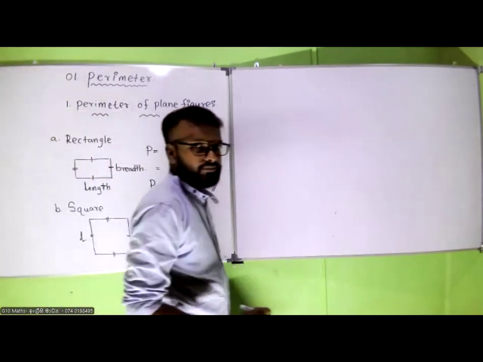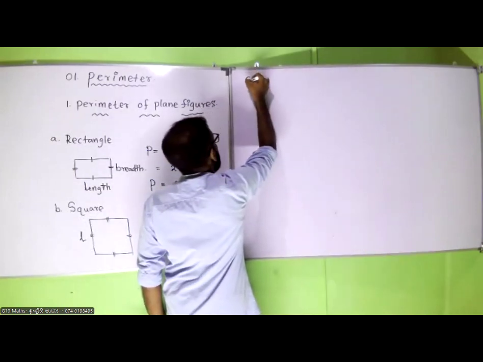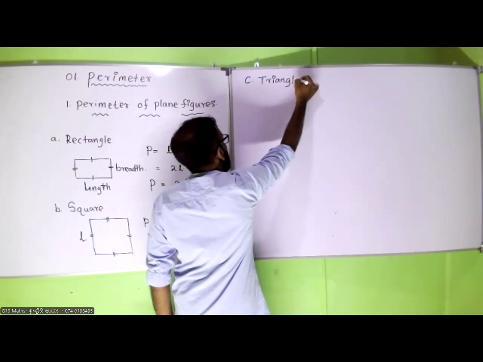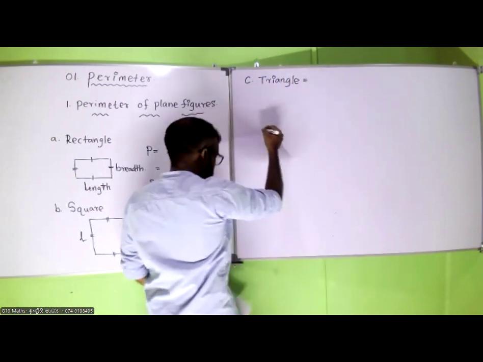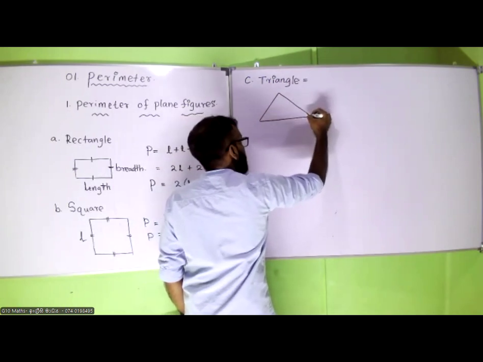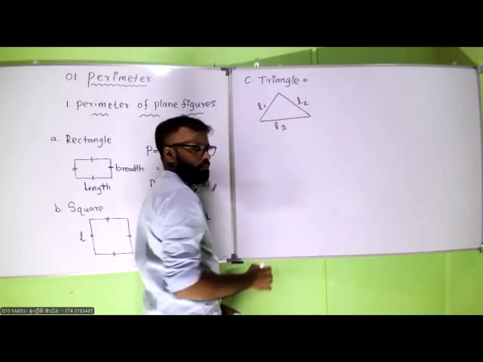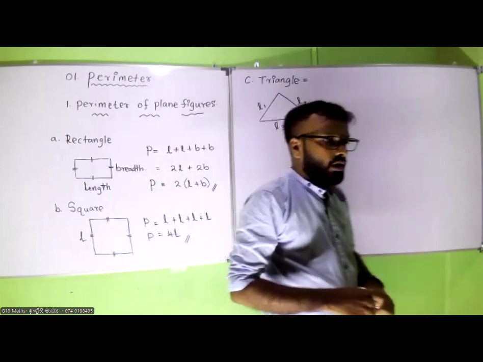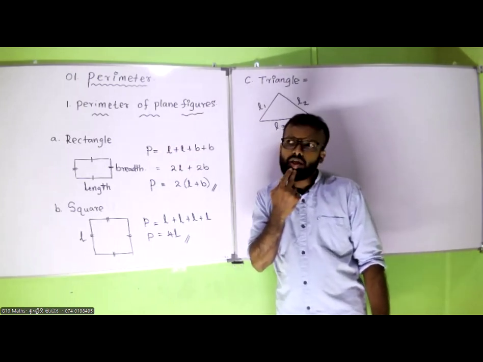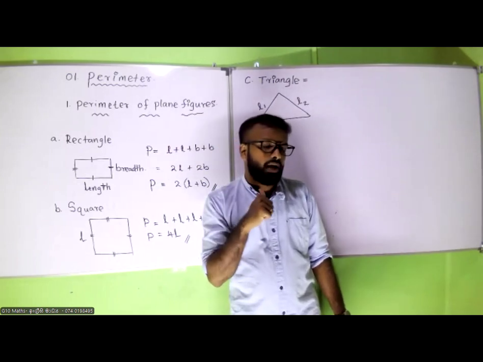Right. So next one, triangle. So the lengths of the sides are L1, L2, and L3. In your grade 9, you know 3 types of triangles according to the length of the sides.